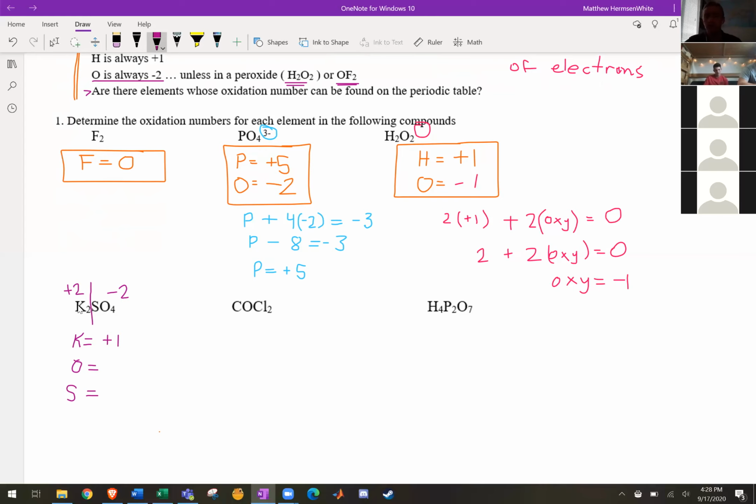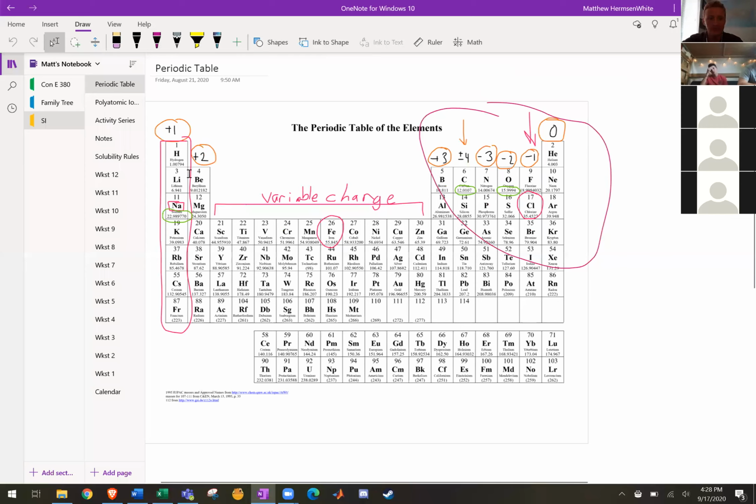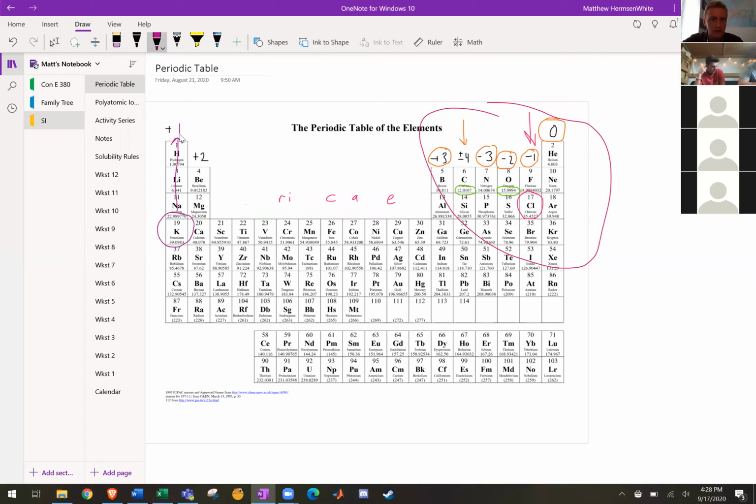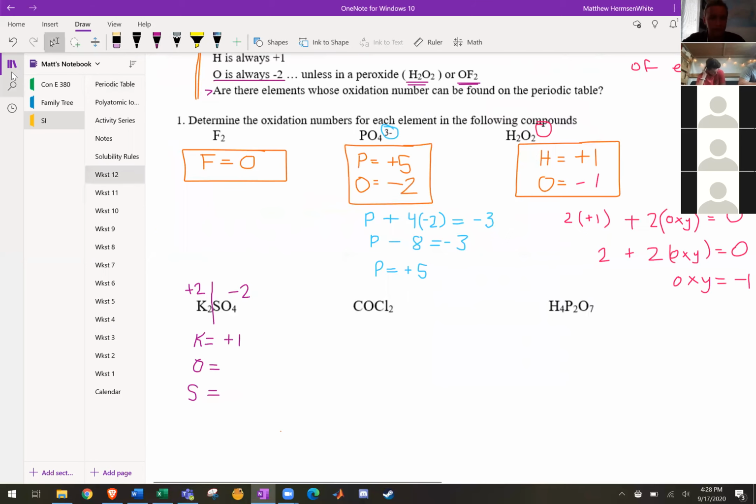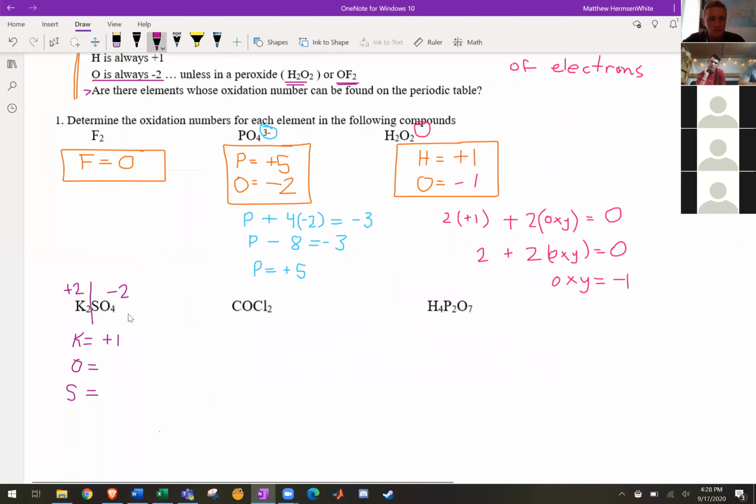Another thing you could do is look at the periodic table. So let's run over there quick. Where is potassium? Potassium is right here. This is in column 1. Therefore, all elements in column 1 have an oxidation number of +1. So there are 2 ways to get the potassium on this one. What about oxygen? Well, we know oxygen, if it's in a compound, is -2.